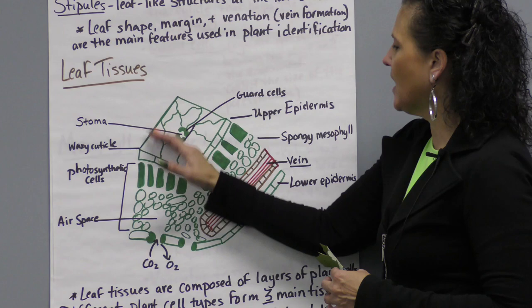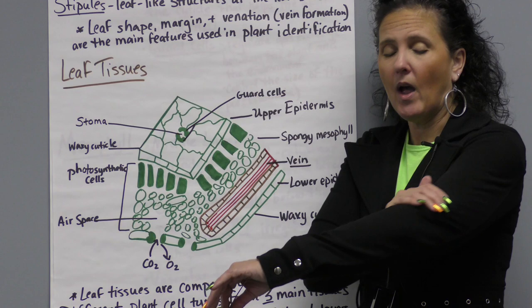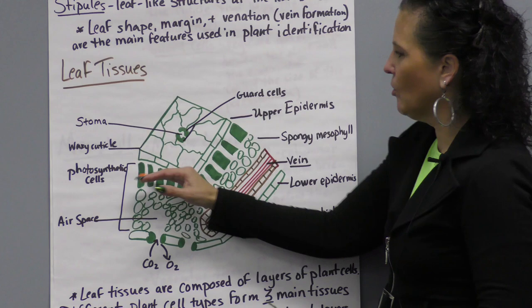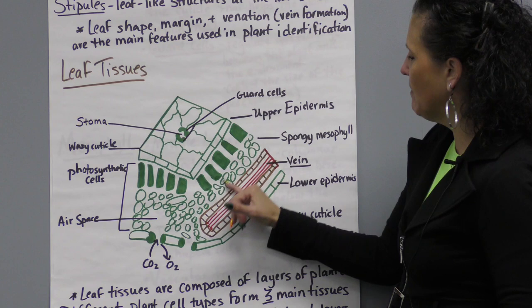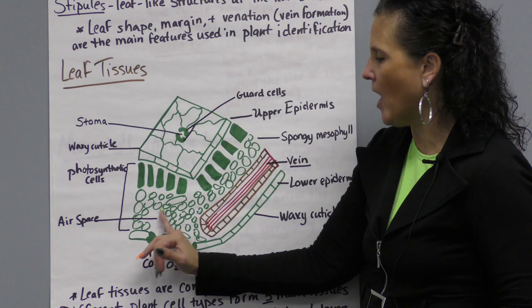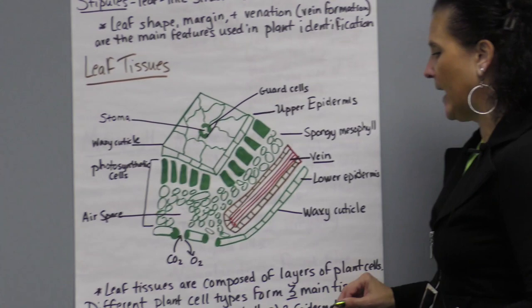This is the upper epidermis. We'll look at that like your skin. Epi means on top of, and dermis means skin. So that's the upper part of the leaf. This one does have a waxy cuticle, like a waxy feel. Then if we go on down, we get into the photosynthetic cells, the ones that can photosynthesize here. This is the spongy mesophyll. Here's a vein, and the lower epidermis, just like the upper epidermis. Here would be a cross section of our guard cells, which open into our stomata and the air space here in the leaf. So leaf tissues are composed of layers of plant cells.